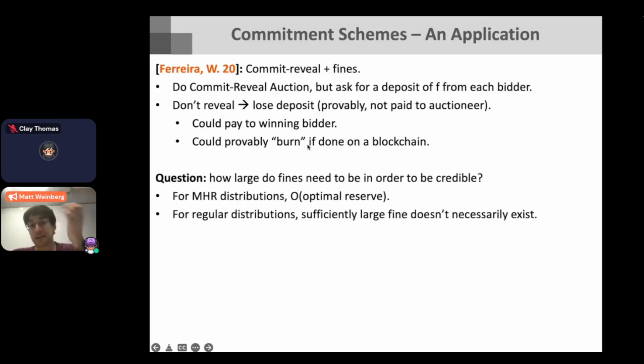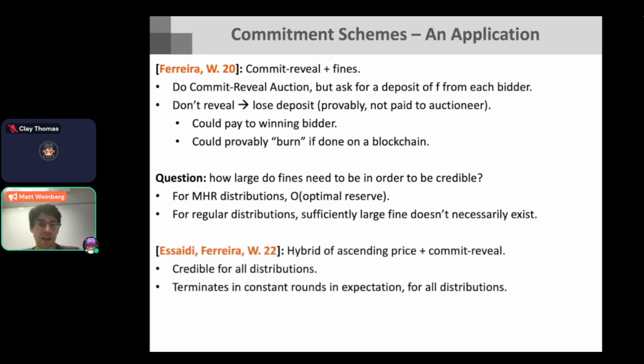And now there's a mechanism design question, which is how large do the fines need to be in order for this simple auction to be credible? And the answer is that for MHR distributions, there's a sufficiently large fine that works. I don't want to get into what these terms mean. Basically, for some distributions, there are large enough fines. For other distributions, there aren't large enough fines. You get here by doing what looks like classical auction theory. Maybe let me skip through this. We had a follow-up paper that showed that there's a slightly more complicated mechanism design, but still using the same basic cryptography that can be credible for all distributions.